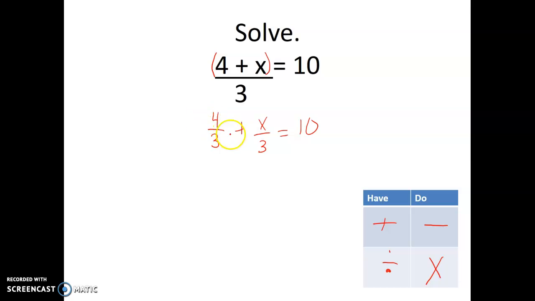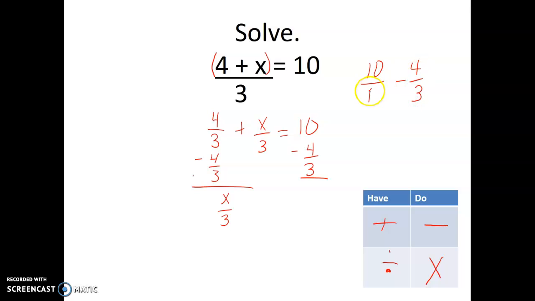Now I'm not going to worry about the term with the variable just yet, or the unknown just yet. So I'm going to start by subtracting 4/3 from both sides. Okay, and so here we go. I've got x over 3 here. Now I'm going to do this over here. I have 10 over 1 minus 4 over 3.